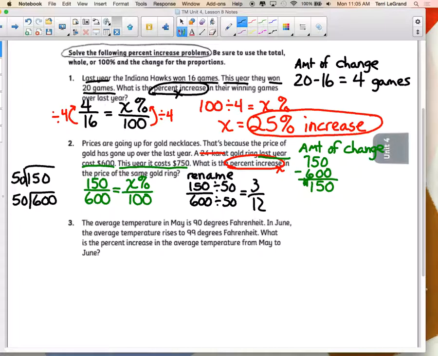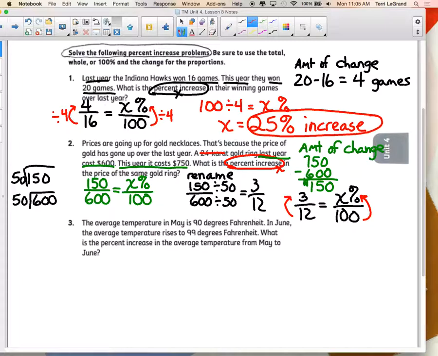So maybe I just made this worse. It's very possible. No, I didn't. Okay, that's good. So now we're going to rename it as 3/12 equals X% over 100. So vertical or horizontal? Vertical. Horizontal is not friendly. I'm almost thinking I might have made it worse, but we can go vertical.